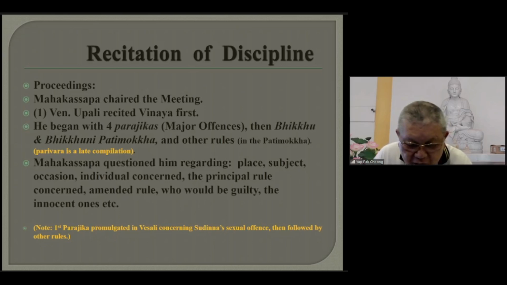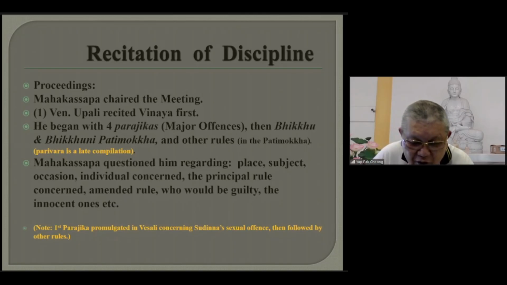Upali said the first rule concerns sexual misconduct. The story was that the person concerned was Venerable Sudinna, who went for alms round near his house, and then the mother-in-law saw him, invited him to come in for alms food, and then told the wife to ask him to spend one night, so that he could get offspring or grandchildren later. Because of this, he committed a serious offense. But any action taken against him? No. Never mind. This one is about Vinaya.